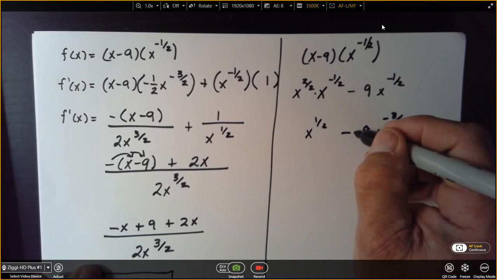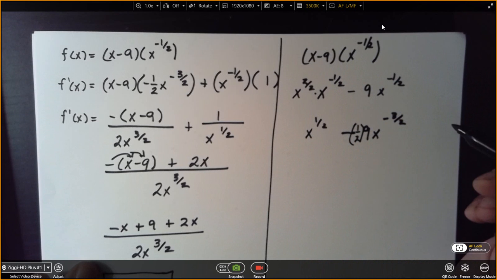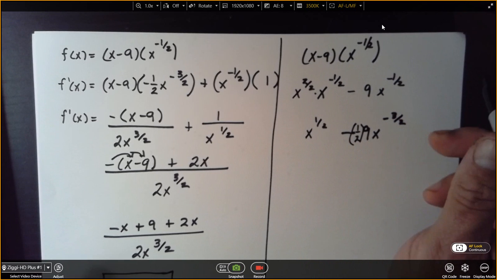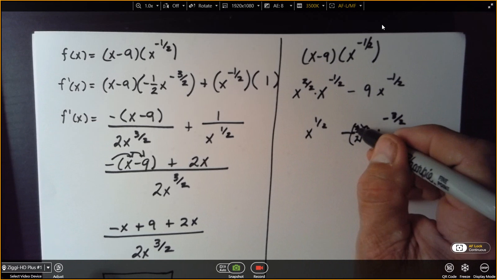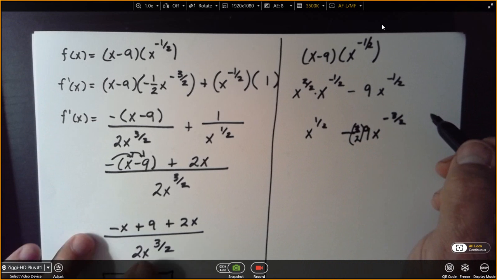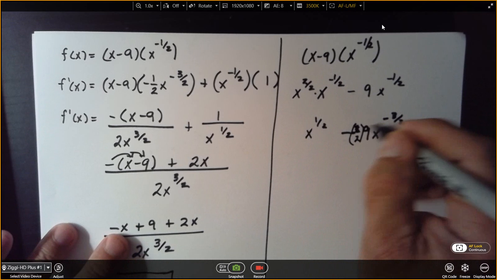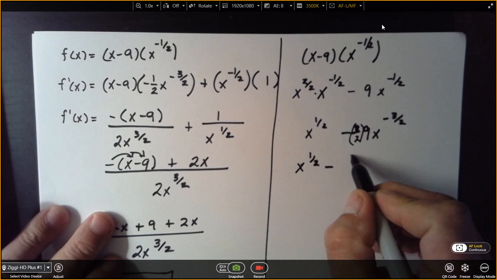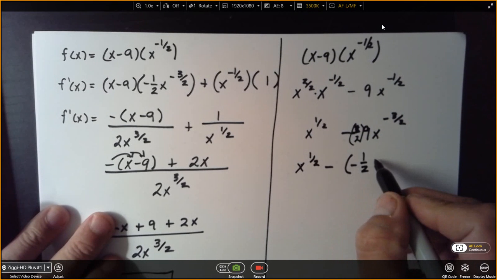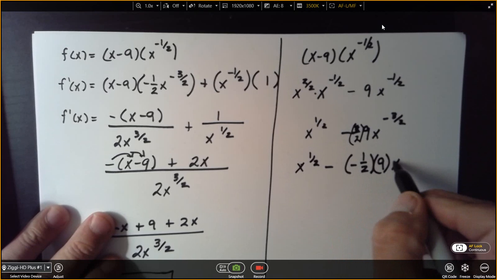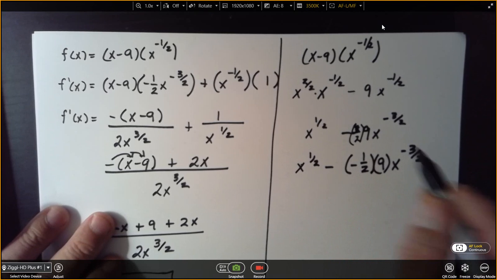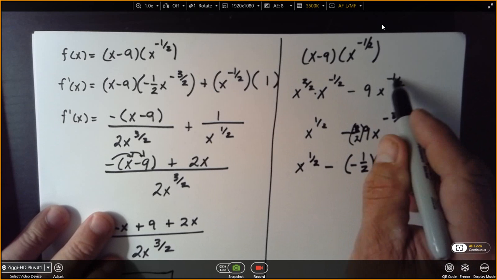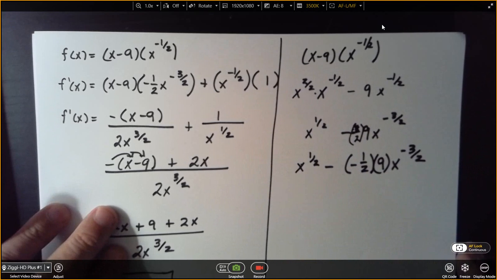Oops, forgot my 1/2 out here. It'd be a negative 1/2 right there. Oops, no, it wouldn't be negative. It would be negative 3/2. Oh me. All right. Sorry about that. No, it'd be negative 1/2. I was looking at this. Negative 1/2. Let me just rewrite it. X to the 1/2 minus a negative 1/2 times 9 x to the negative 3/2. The reason I put a 3 there, I looked at this exponent instead of this one, thinking I was taking the derivative. So I'm sorry about that.